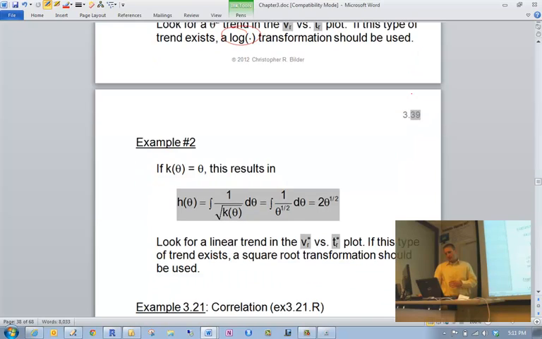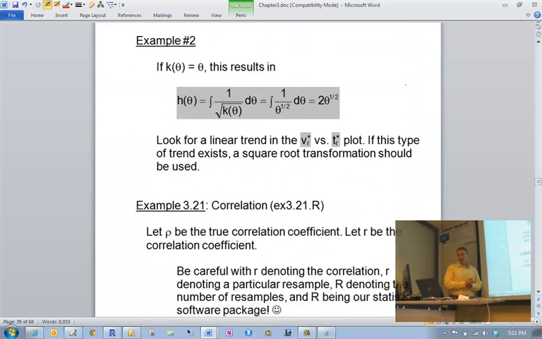Example number 2. If k of theta is equal to theta, simply. Well, let's plug that into our integral for k of theta. And you get h of theta is equal to 2 times square root of theta. So what you do then is, again, look for a linear trend in your plot of v star versus t star. If this linear trend exists, try a square root transformation.